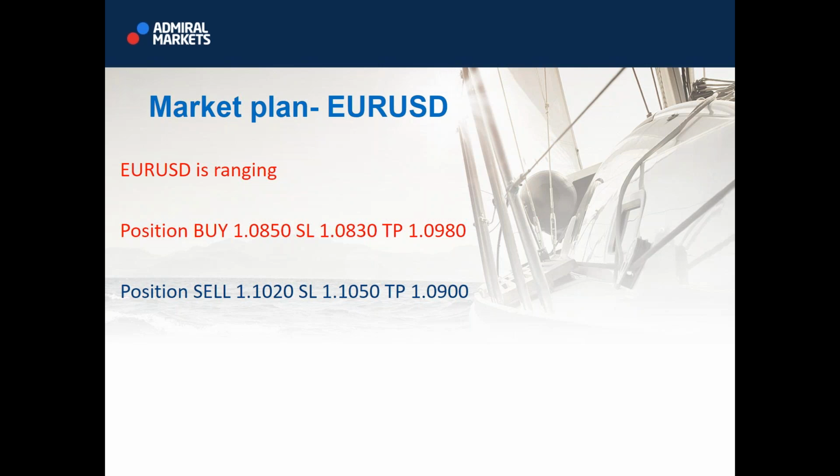So euro dollar, I would go for a possible buy, 1.0850, 20 pips of stop loss, guys, because below that we could see a breakout to the downside, and the sell position could be initiated around 1.1020, stop loss 1.1050, target price 1.0900.